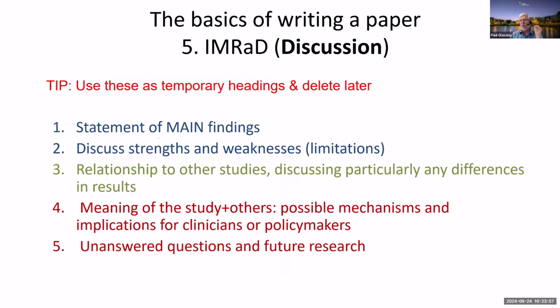And as I said, the one piece that I think is not complete in most of the reporting guidelines is the discussion section, where you want to put up the main findings, discussions of weaknesses and strengths, relationship to other studies, particularly any differences in the results, the meaning of the study compared with others and possible mechanisms for that, the implications for clinicians and policymakers, and finally, any unanswered questions and future research. And then you can go to even more detailed levels than that.